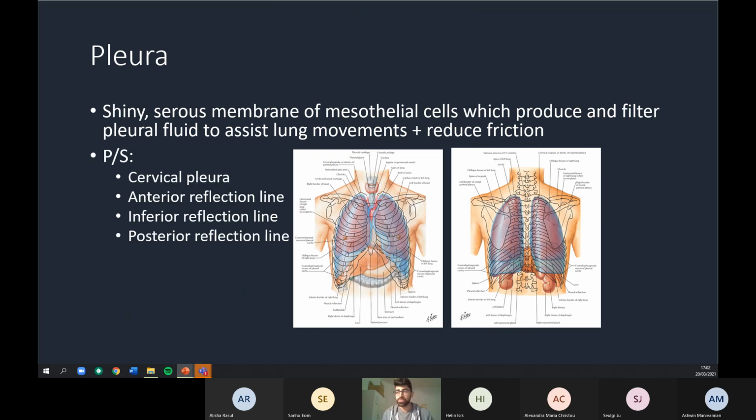You'll see that the book talks about a few different lines. One thing I forgot to mention: in the previous slide for the lungs, there is a section in the white book which talks about segments and numbering of the different segments of the lungs. You don't need to know that.